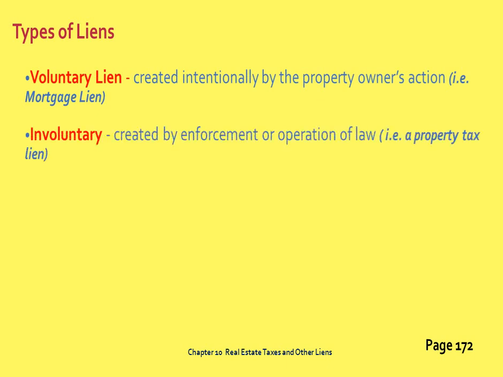We have voluntary liens, which we create intentionally. A mortgage lien is a voluntary lien. An involuntary lien is one created by law. Of course, that'd be property taxes. We don't create it, but it's there.